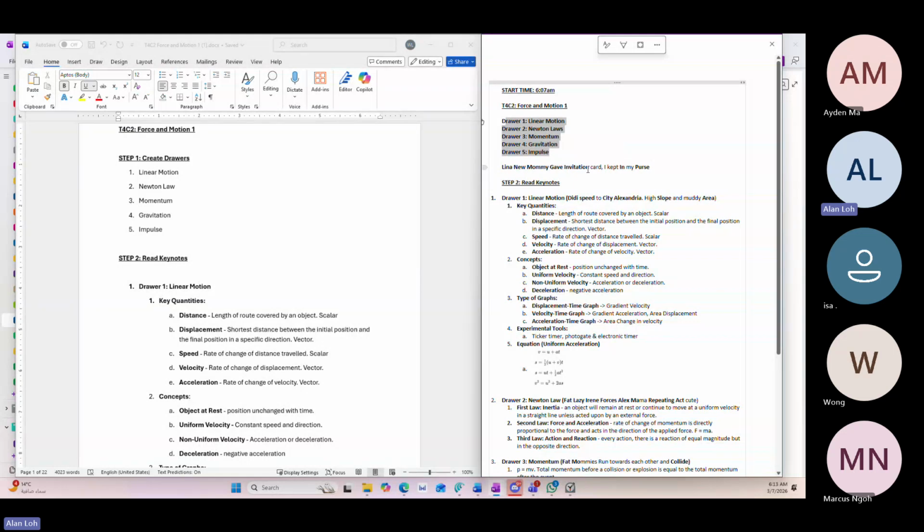Then drawer number 2, drawer number 3, and drawer number 4. Okay. Now come back to this chapter. Okay, that's step number 1. So step number 1 is done. So let's go to step number 2.